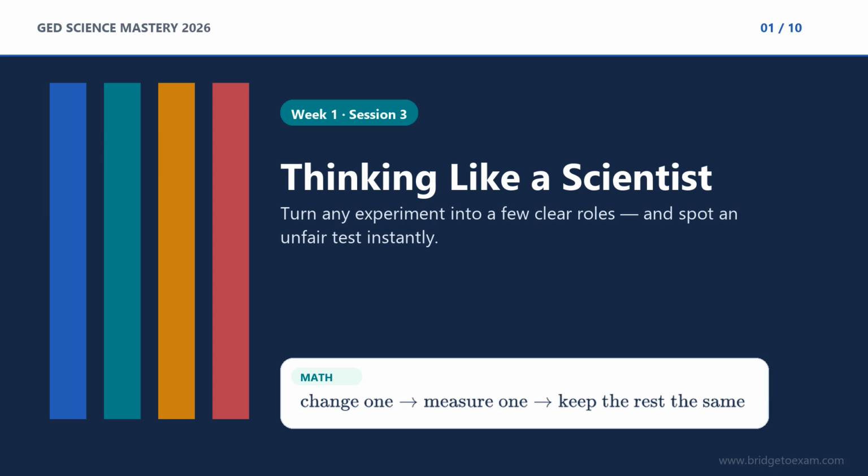A big share of GED Science questions describe an experiment and then ask something like, what is the variable? Or how could this test be improved? Here is the good news. You do not need a laboratory to answer these. You just need to translate the procedure into a few clear roles. Once you can name those roles, these become some of the easiest, most reliable points on the whole test. So let's learn to think like a scientist.